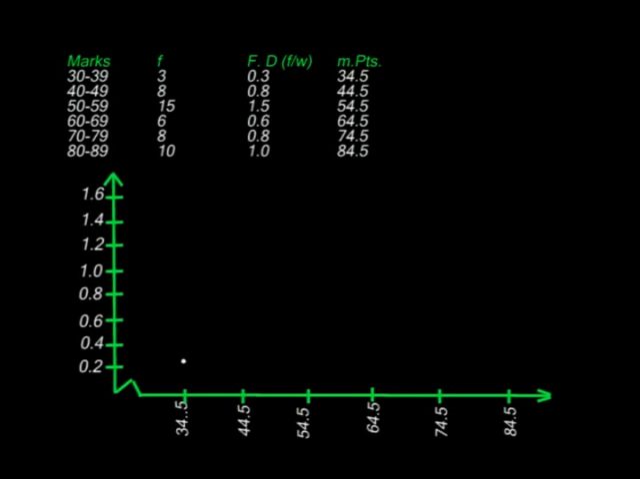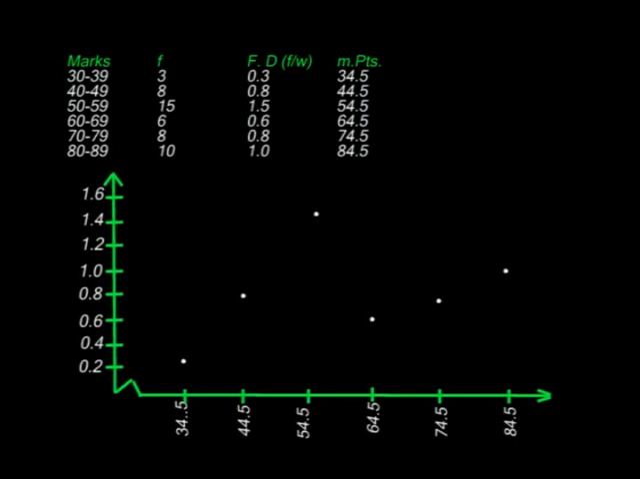The next class, the midpoint is 44.5. Frequency density is 0.8. Again, I have that. 54.5, the frequency density is 1.5. I mark that. 64.5 is 0.6. I mark that corresponding point. 74.5 is 0.8. Again, I have that. 84.5 is 1. I mark that. So I have those dots representing the respective positions.